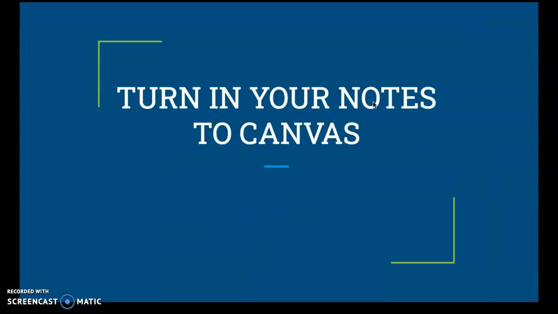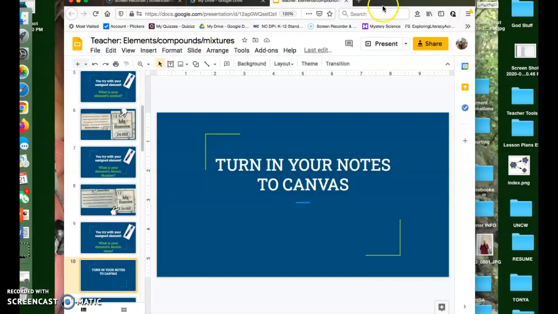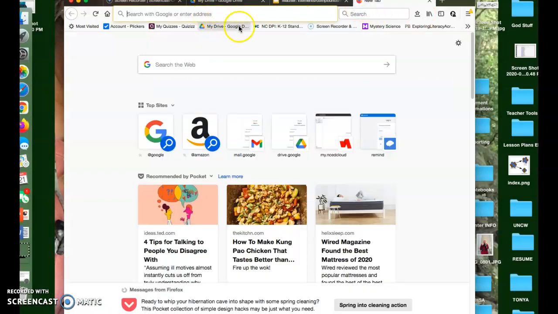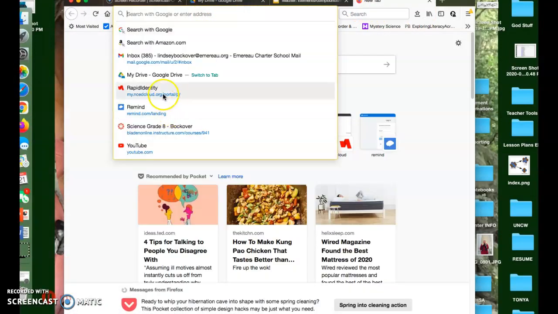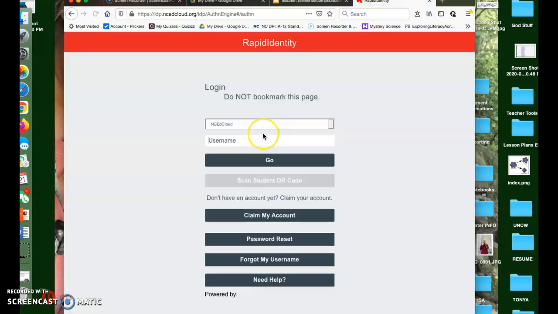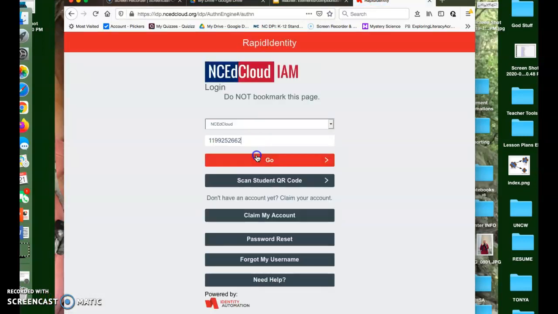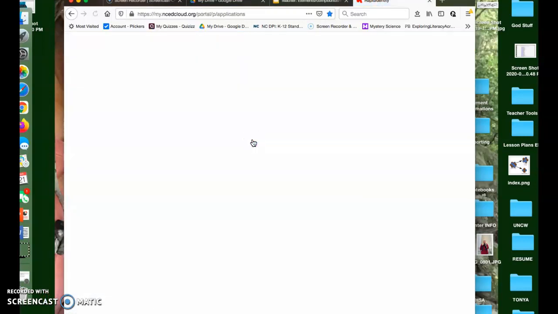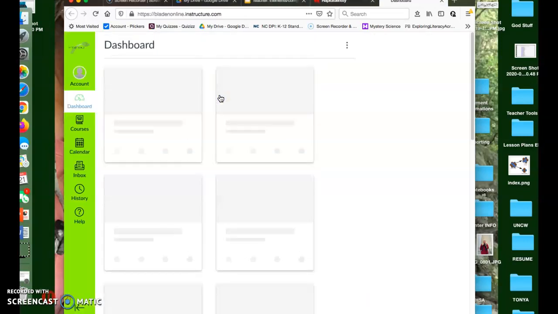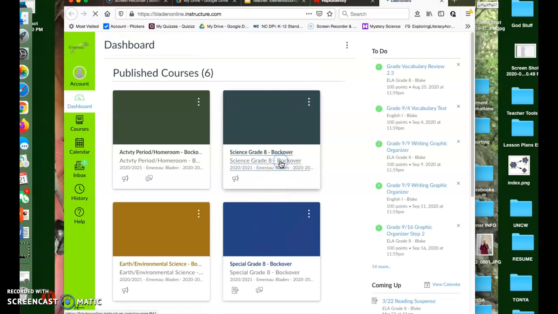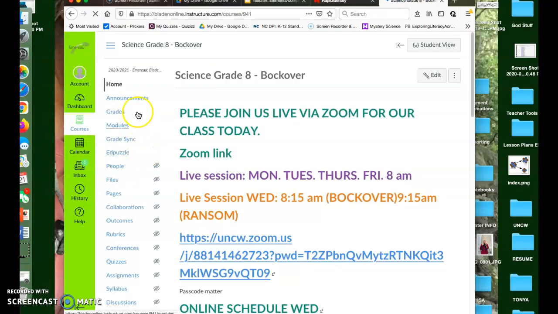That's it. So you're going to turn these notes into Canvas. Tomorrow we're going to be doing an assignment called Get to Know Your Elements, and I will perhaps introduce that to you right now. You can't do it just yet, but I'll introduce it to you. Let's get where we need to go. Remember to turn your notes into Canvas. I'm going to show you how to do tomorrow's assignment as well, so we can get that done as well.